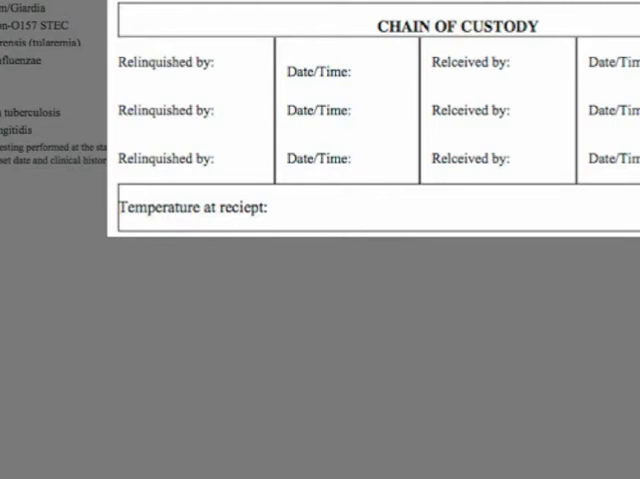The chain of custody section will track the specimen on its journey from your agency to the CDPHE lab. You should sign and date the first relinquished by line when the specimen leaves your care. This may be when the courier picks it up from your agency or when you drop it at the CDPHE lab yourself. The temperature will be recorded when the specimen is received by the CDPHE lab.